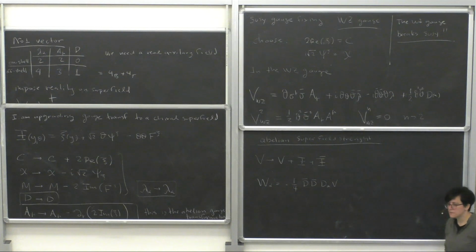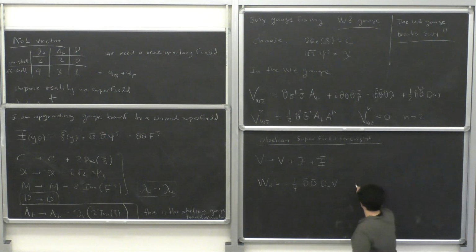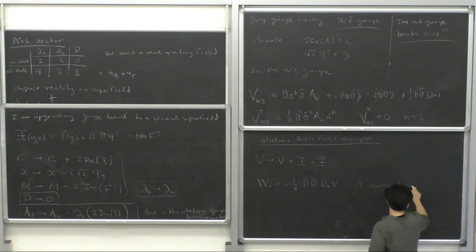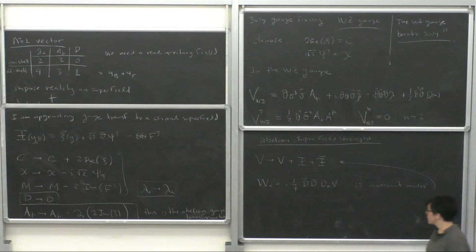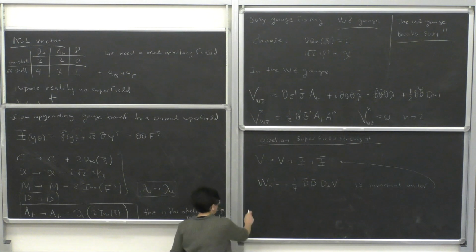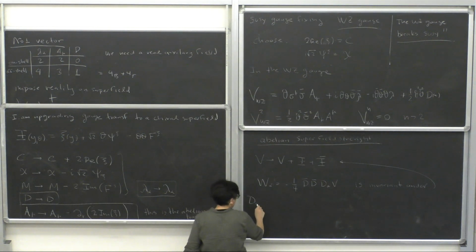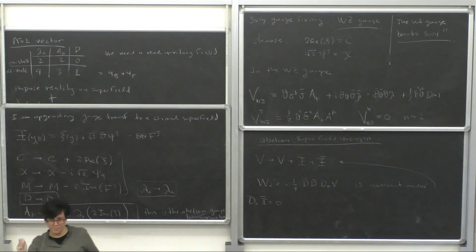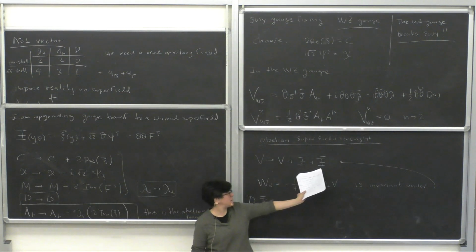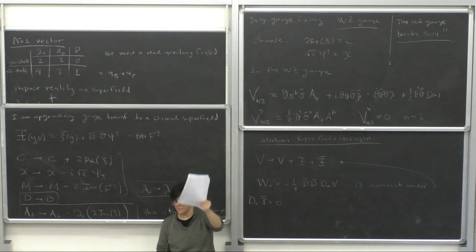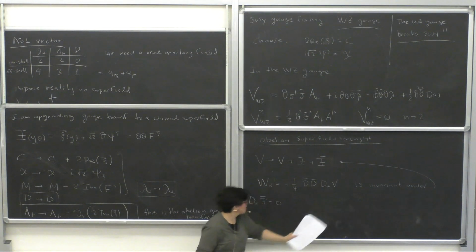So this object, I claim that this object is invariant. Let's do this. Let's prove it. Recall that psi is a chiral superfield, so psi bar is an antichiral. Yes? So when I act on this baby with my derivative, it's gone.